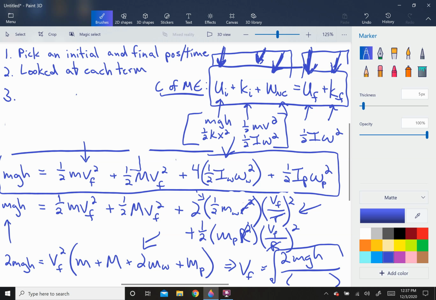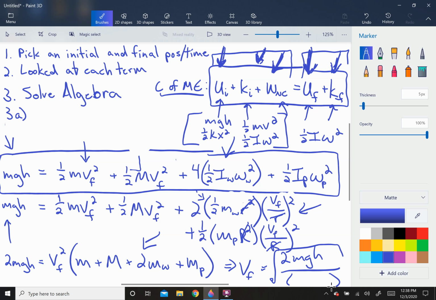And then 3, okay, after I did step 2, I had this. I had conservation of mechanical energy for the specific problem that I'm looking at, right? I solve algebra, okay? That's it. I just do math from there. I just solve algebra.